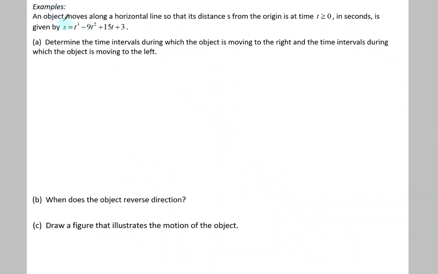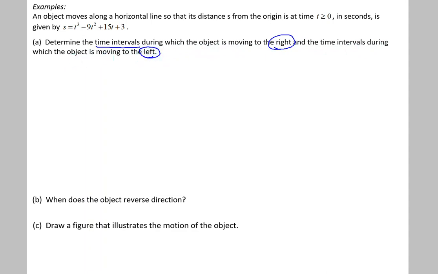Examples. An object moves along a horizontal line so that its distance s from the origin at time t greater than or equal to 0, in seconds, is given by s equals t cubed minus 9t squared plus 15t plus 3. A. Determine the time intervals during which the object is moving to the right and the time intervals during which the object is moving to the left.